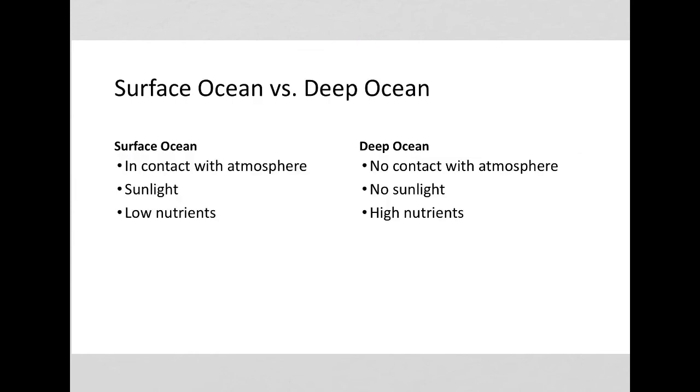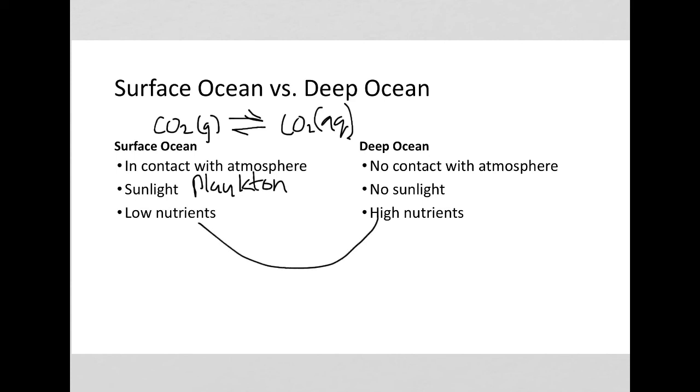So this makes the difference of the surface ocean and the deep ocean. You've got contact with the atmosphere, so this is where you're going to have your CO2 gas go back and forth, CO2 aqueous. You have sunlight, so that sunlight is going to help with the plankton. Now it has low nutrients at first, but that's where the high nutrients eventually get brought up to the surface. And those nutrients with the plankton is what enables things to really grow.